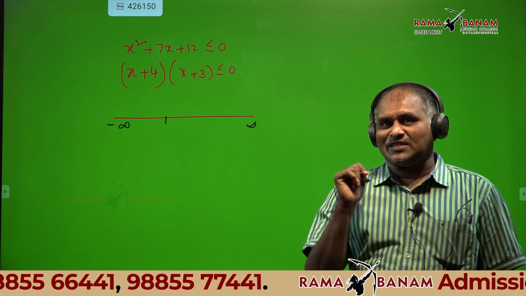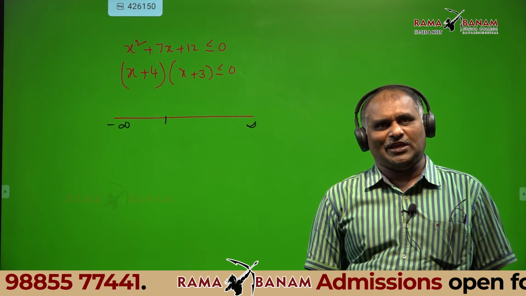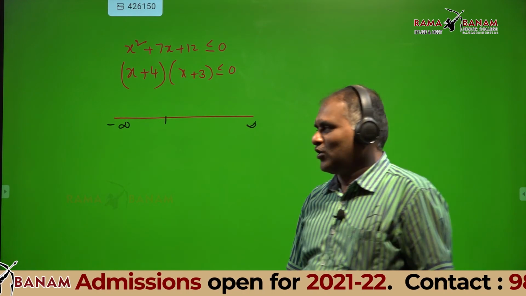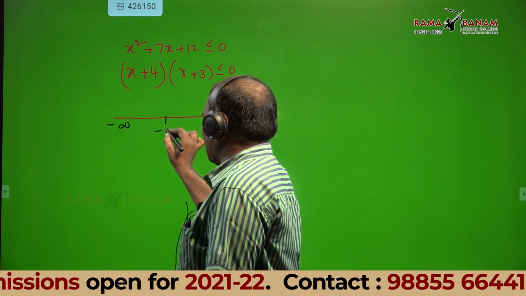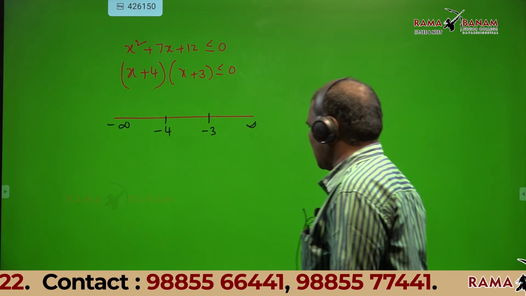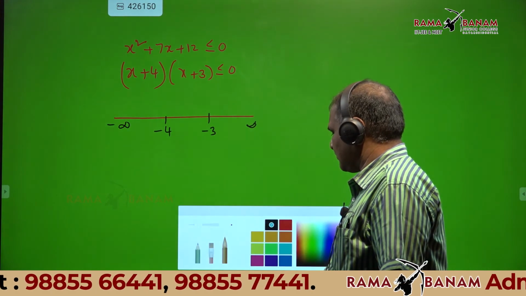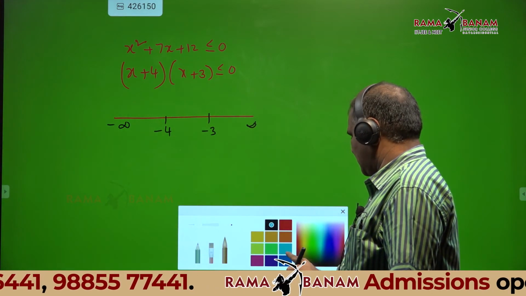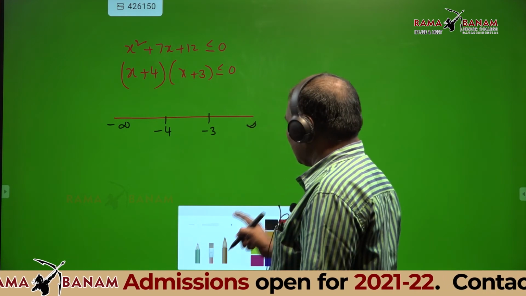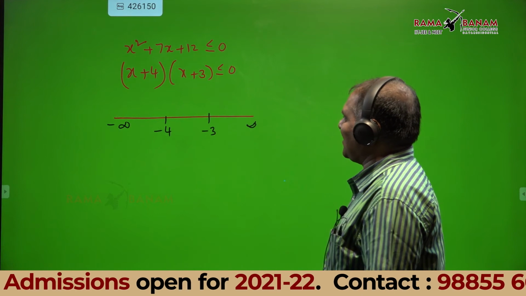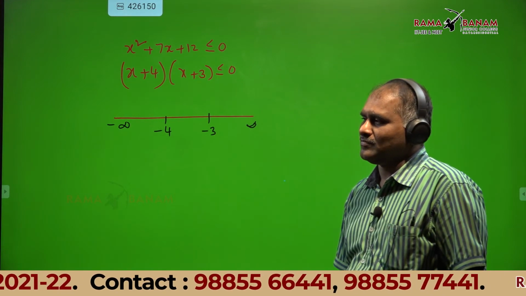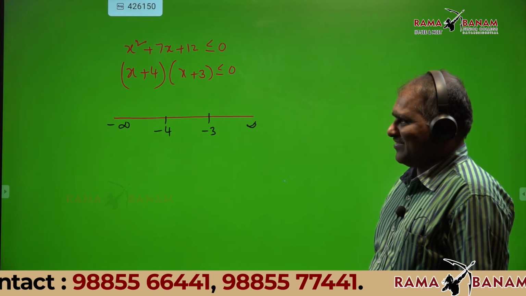Which is the lesser number, minus 4 or minus 3? Minus 4 is the lesser number. Here minus 4, here minus 3. Sir, I got the answer. If the answer is minus 4 to minus 3, close the bracket. x belongs to closed interval minus 4, minus 3.